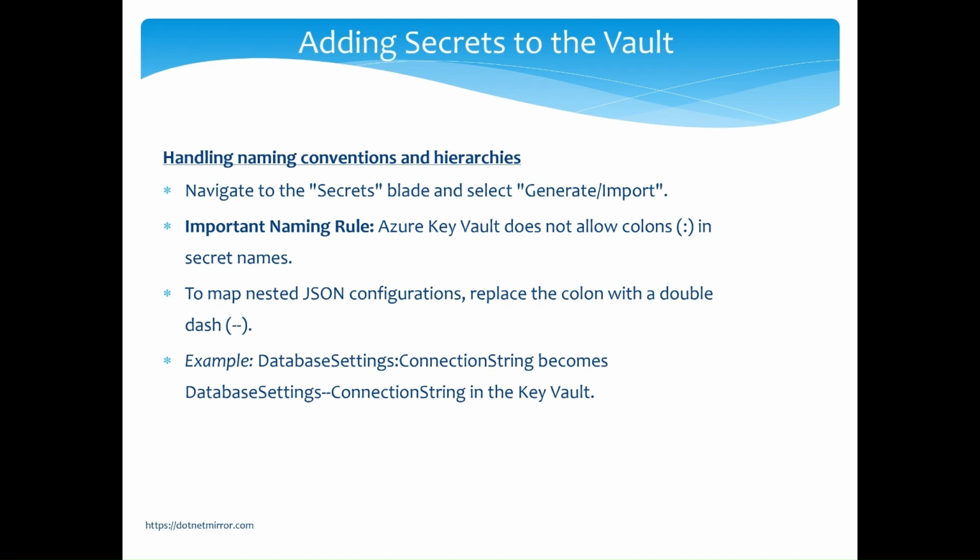Now pay close attention here because this is where many developers get stuck. In appsettings.json, we heavily rely on colons to structure our nested configurations. However, Azure Key Vault doesn't allow colons in secret names. To map to nested JSON configurations, ASP.NET Core has a built-in convention. You replace the colon with a double dash. For example, if your code expects DatabaseSettings colon ConnectionString, you will name the secret DatabaseSettings double dash ConnectionString inside the Key Vault. The framework automatically translates this back to the standard hierarchy.